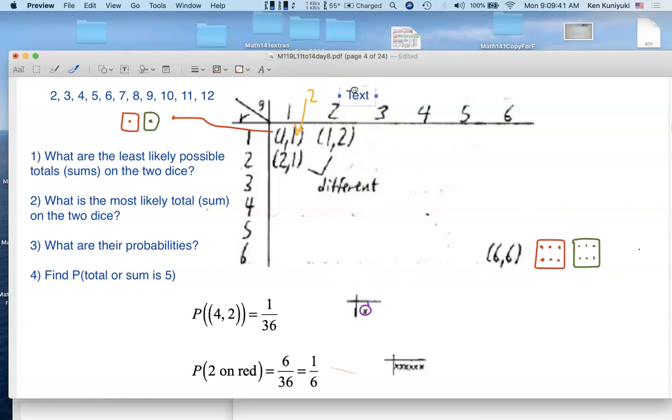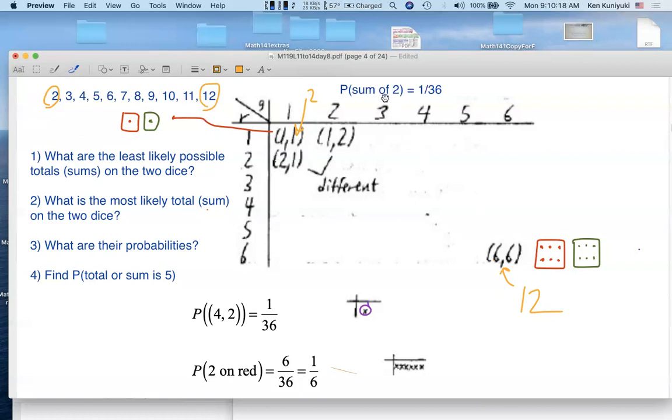So the probability of getting a sum of 2 is 1 over 36, because only one ordered pair out of the 36, namely the one corresponding to snake eyes, 1 and 1, will lead to a sum of 2. Similarly, over here, boxcars, that's the only one that leads to a sum of 12, 6 plus 6. So the 2 and the 12 are both least likely.